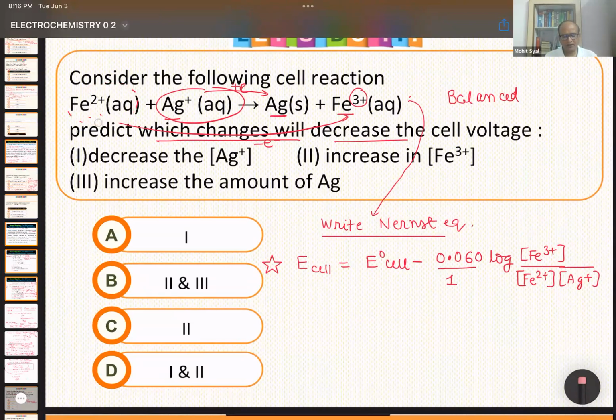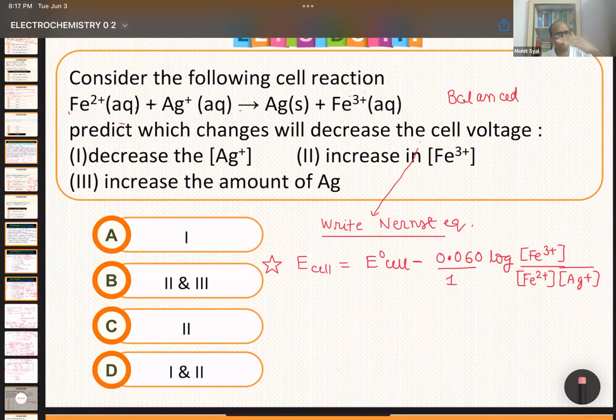This is the Nernst equation. In order to get the voltage, the reaction should happen in the forward direction, more towards the right-hand side. If it is forming more product, the voltage is going to be higher. So the voltage of the cell or the reaction is going to increase if you have more reactants.